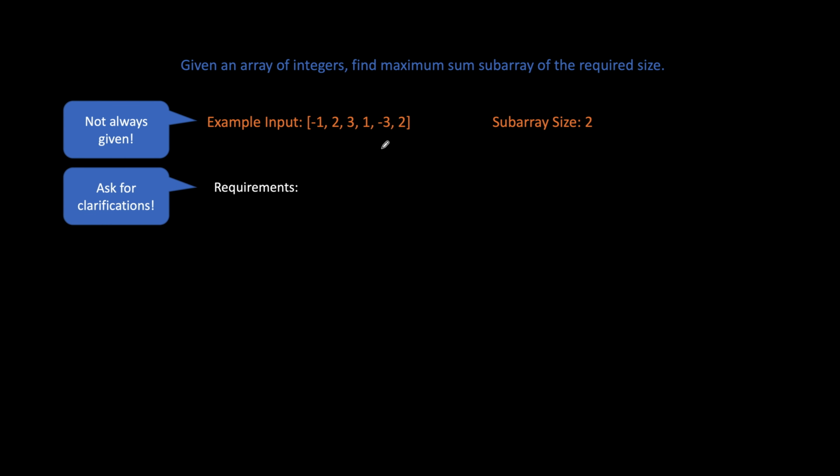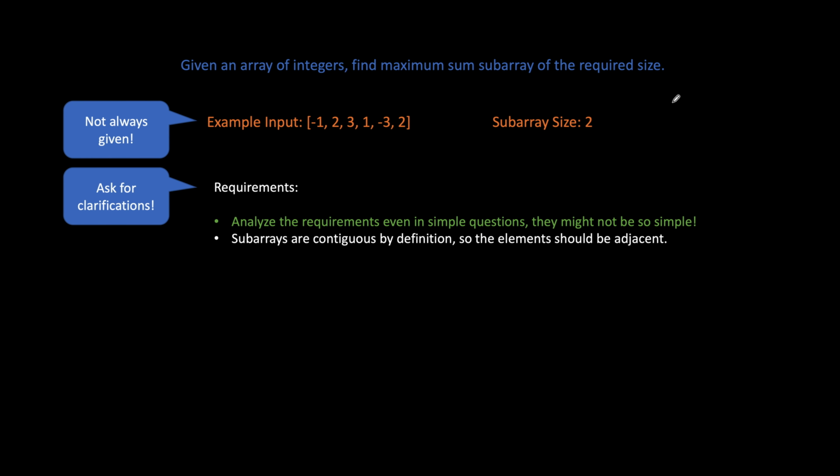Another tip here, always ask for clarifications in the requirements step. Sometimes the questions are going to be quite concise and they won't list all possible corner cases, and you are expected to ask for clarifications and find out those corner cases. So let's start. Always analyze the requirements even on simple questions. They might not be so simple. Especially short questions, which seem really simple, could end up being especially hard. So it's always a good idea to treat every question equally and assume that they could be hard.